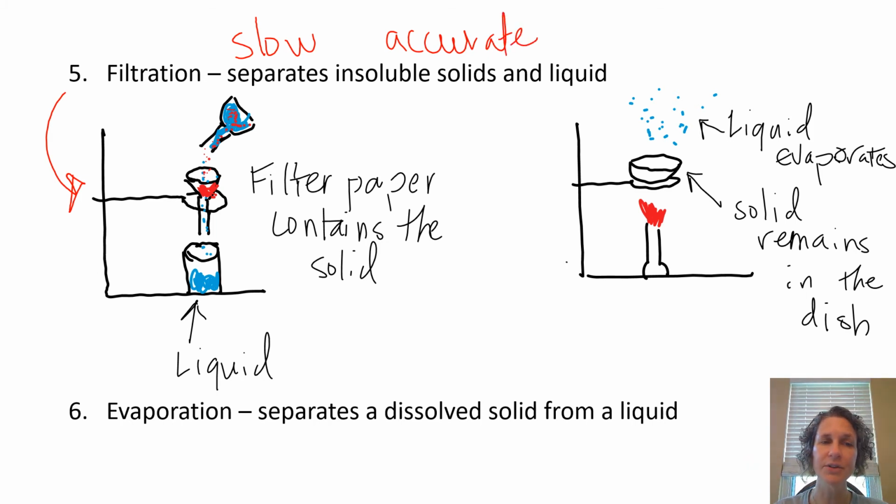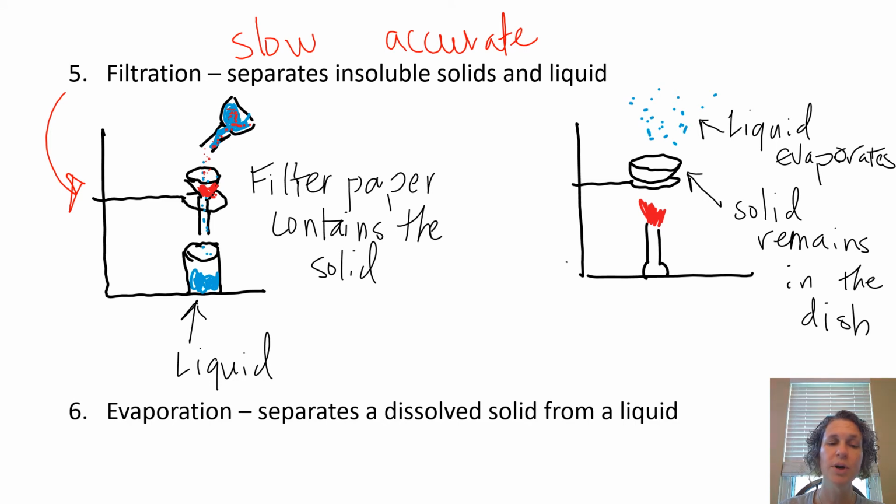Okay, so you have a filter, obviously, and you put it down inside a funnel. I don't know if you can tell, that's what I drew, but I did. You put it down inside your funnel, and then you pour your substance down through it. The solids will remain in the filter paper. They will be too big to go through the filter paper, whereas the liquid will be able to drain through down into that little beaker below. It's a slower process. You have to wait for it to drip. You have to go through all of this stuff, but it does more accurately separate.